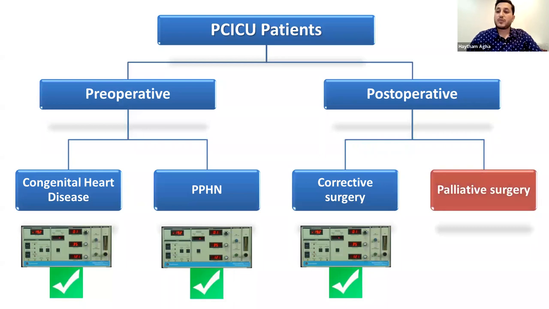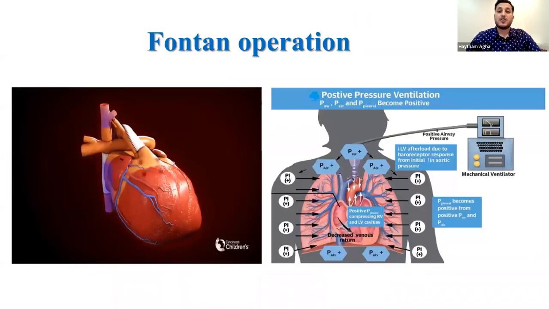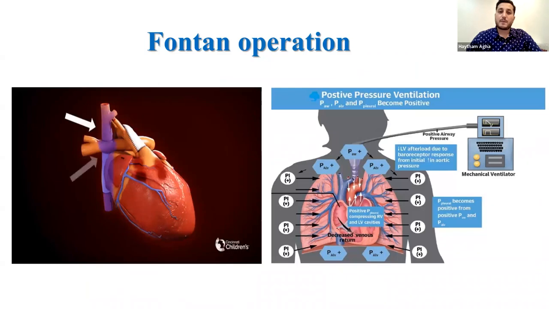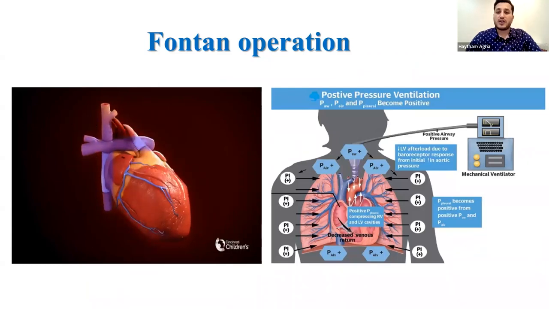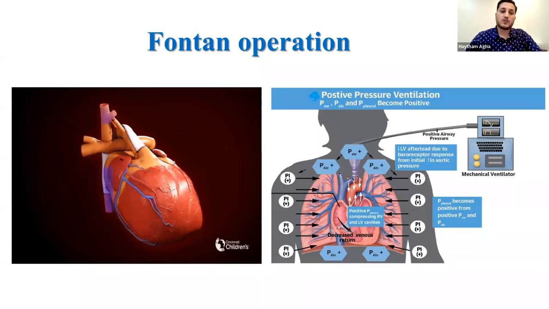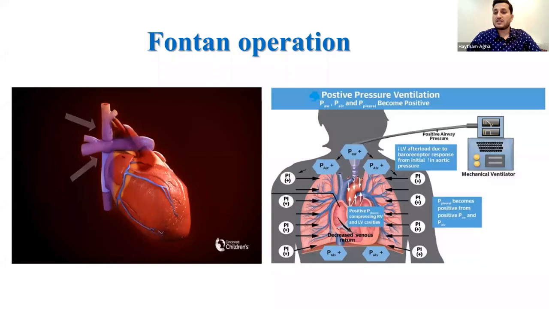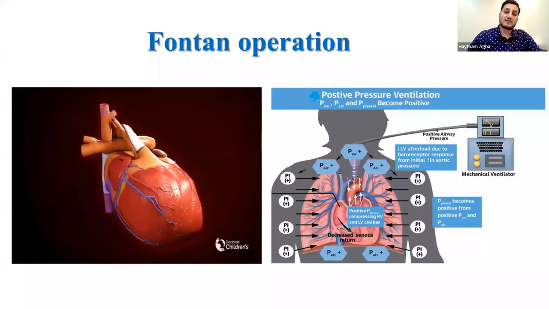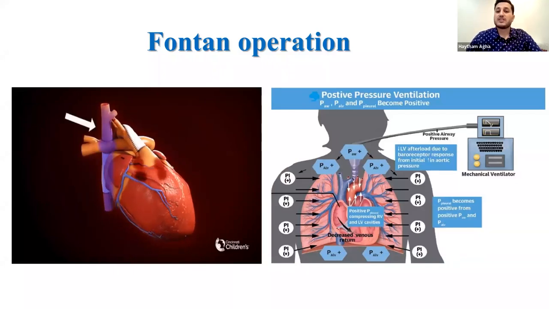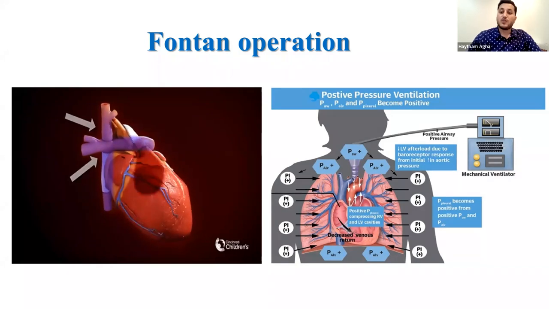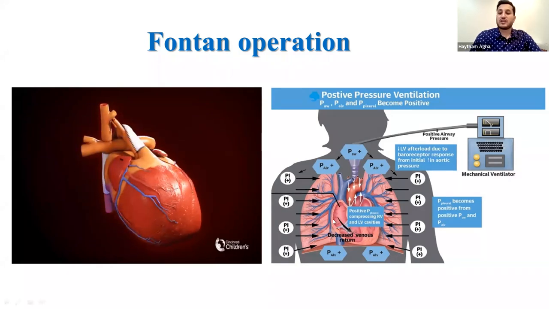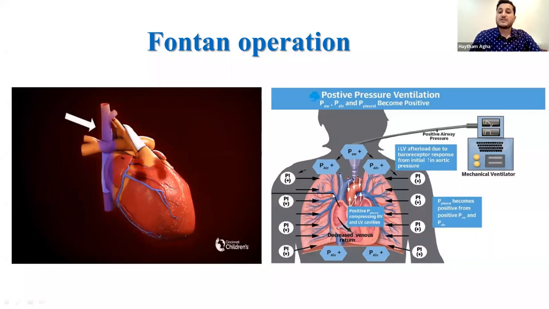Now let's go to the point of debate: palliative surgery. We know that the Fontan operation means connection of the SVC and IVC to the right pulmonary artery. And actually this is a veno-arterial anastomosis that goes against the pressure gradient and also against gravity. So with positive pressure ventilation and high frequency ventilation, as we mentioned before, there is compression on the intrathoracic great veins, so the venous return will theoretically be affected in these patients.